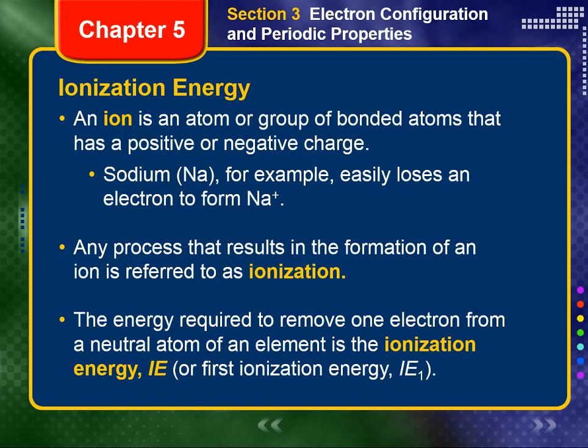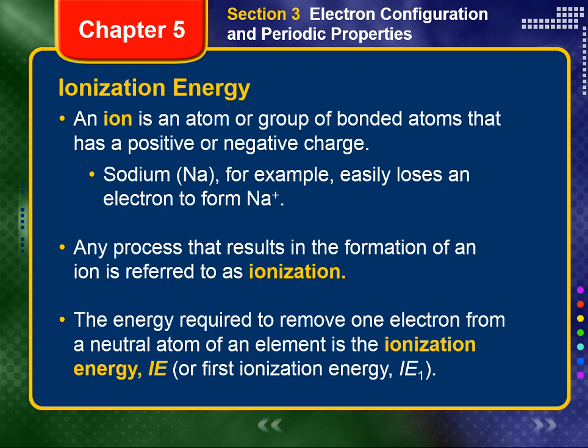Ionization energy. An electron can be removed from an atom if enough energy is supplied. Using A as a symbol for an atom of any element, the process can be represented as follows. A plus energy reacts to form A+ and a free electron. The A+ represents an ion of element A with a single positive charge, referred to as a 1+ ion. An ion is an atom or group of bonded atoms that has a positive or negative charge.